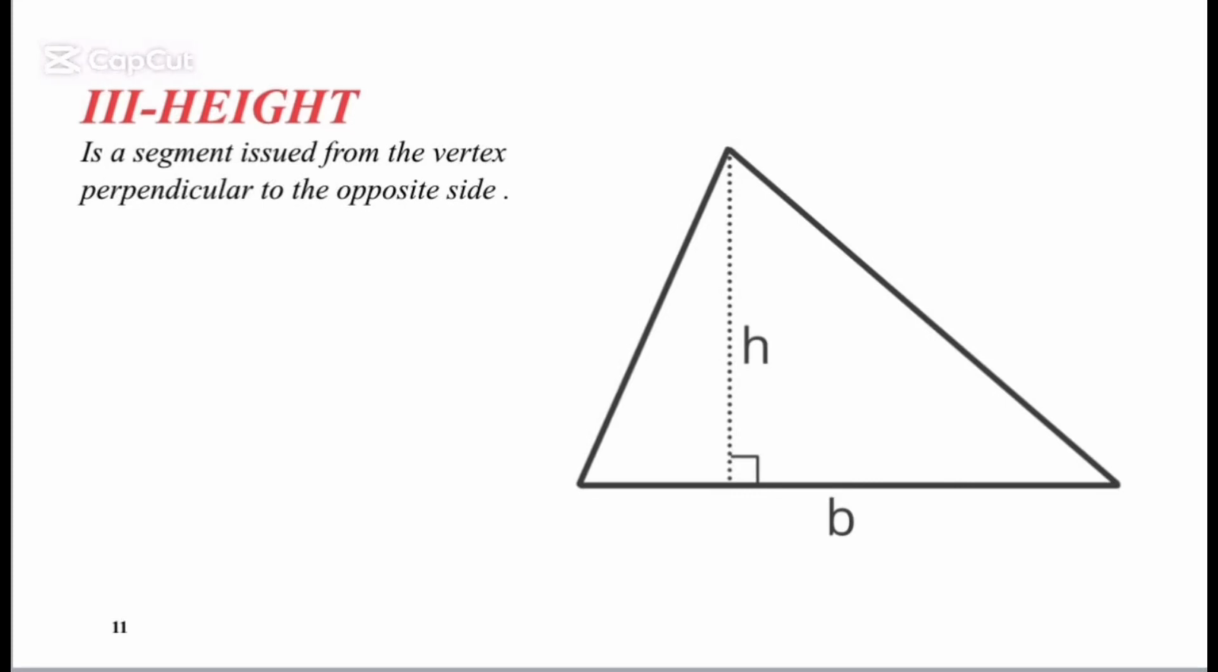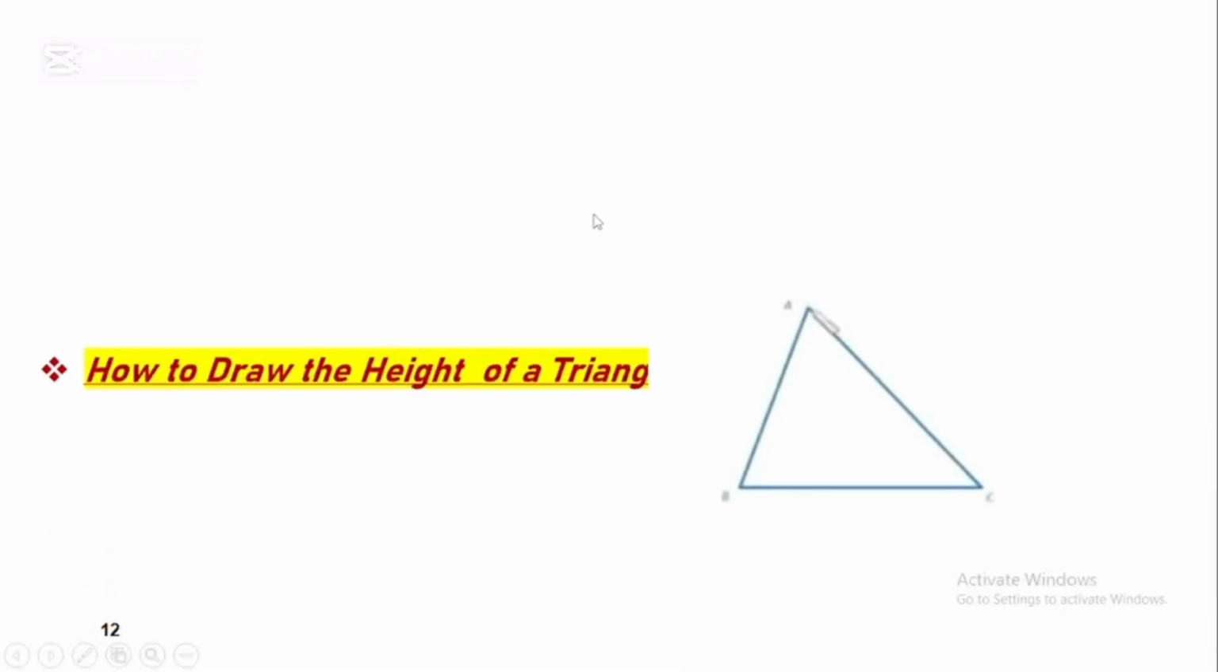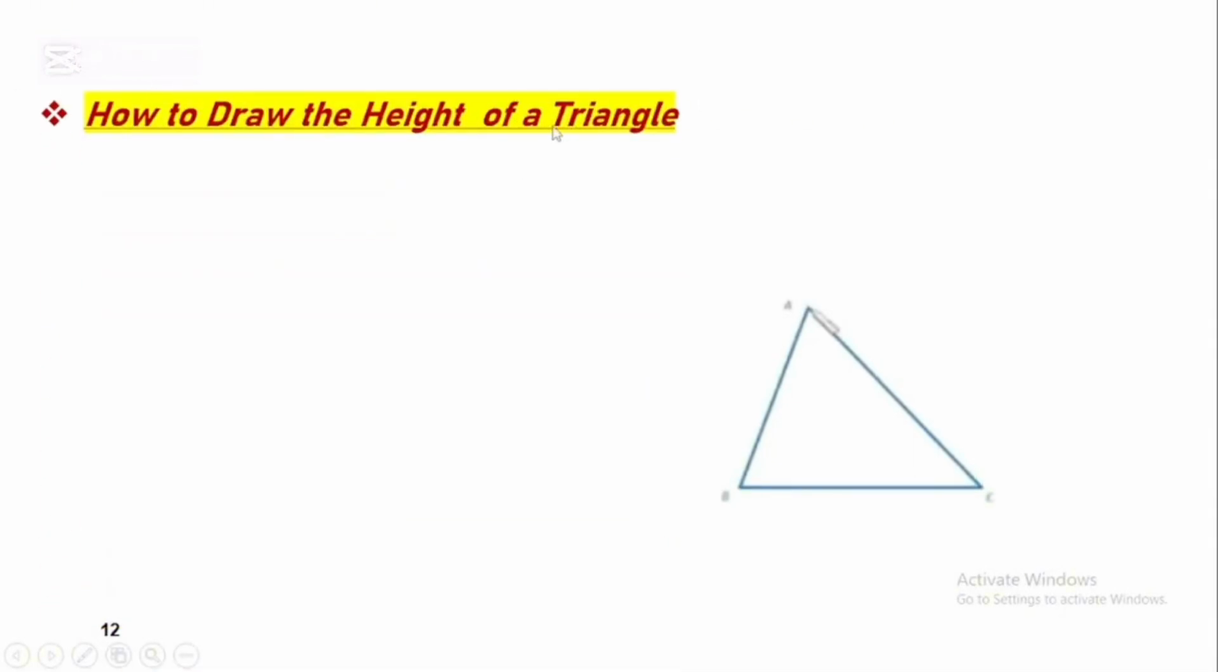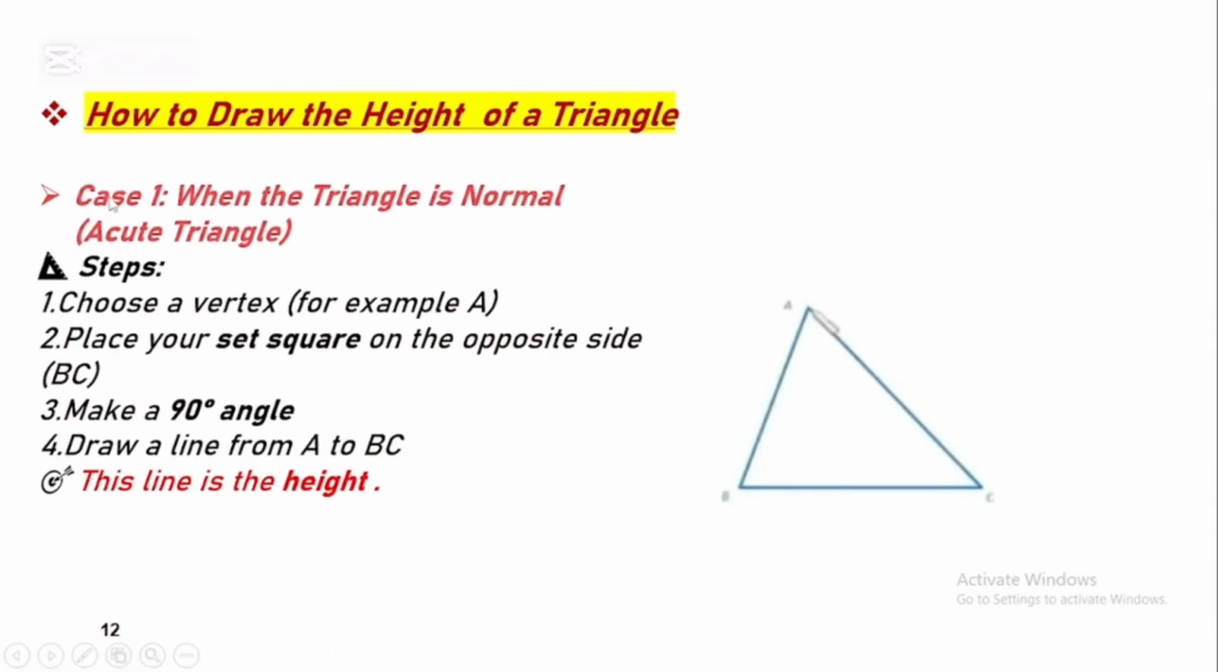Welcome to part 2 of special lines in a triangle. This is the third line, which is height. A height is a segment issued from the vertex perpendicular to the opposite side. Perpendicular meaning making angle 90 degrees. Now, how to draw the height of a triangle?